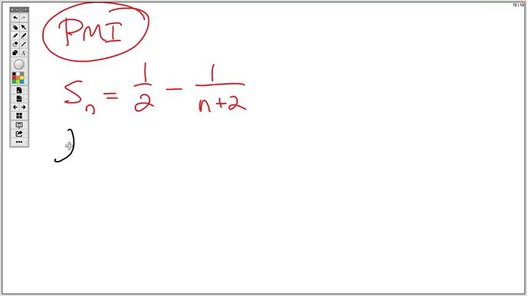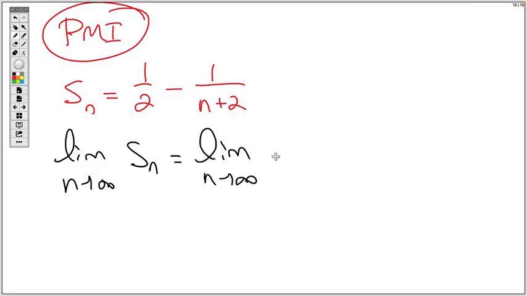So now we can take the limit as n runs off to infinity of S sub n. That's the limit as n runs off to infinity of 1/2 minus 1/(n plus 2). And once again, now we're back. We're looking at the limit of a sequence. The sequence here being the sequence of partial sums. As n runs off to infinity, what happens to the half?